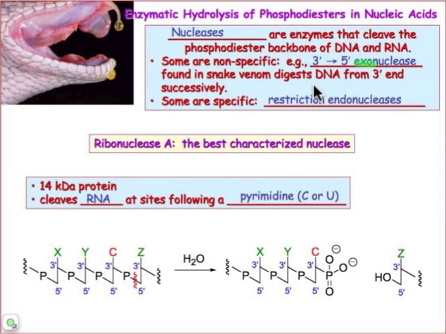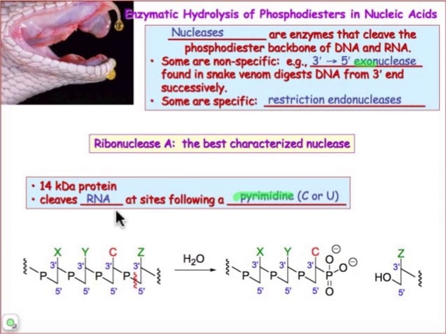Some nucleases have specificity, and these are restriction endonucleases. That means they cleave in the center of a nucleic acid with some kind of information specificity, as in the case of ribonuclease A, which we'll talk about in detail, following a particular kind of nucleobase. Ribonuclease A, for example, cleaves after the pyrimidines, the C or U. Ribonuclease A is an RNA cleaving nuclease.